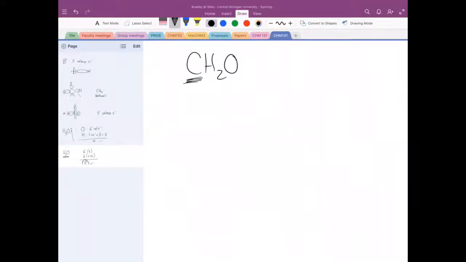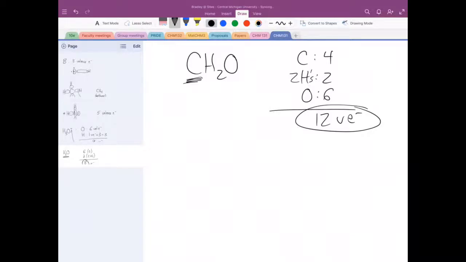And so let's do the number of total valence electrons. Carbon has 4. Hydrogens, you have 2 because you have 2 hydrogens. And then oxygen has 6. So 12 valence electrons in total.